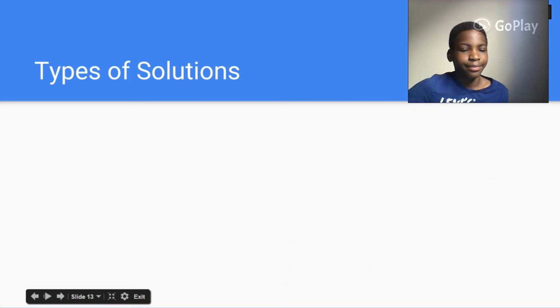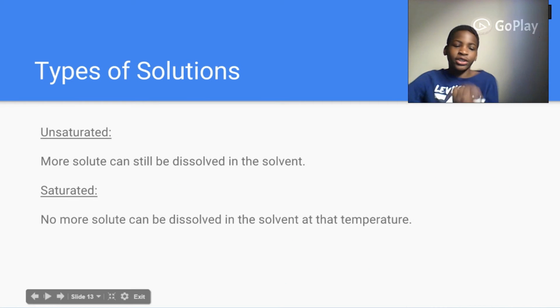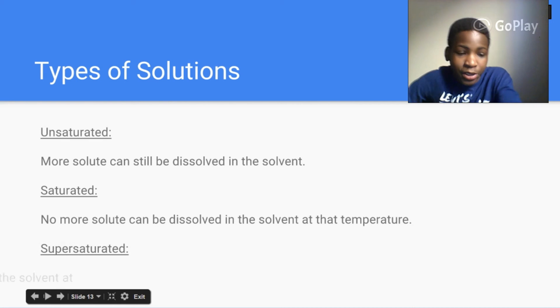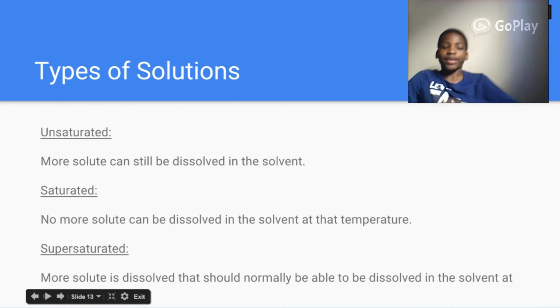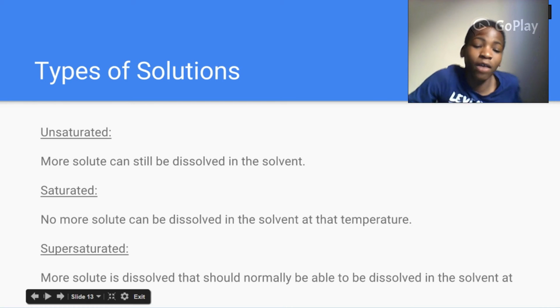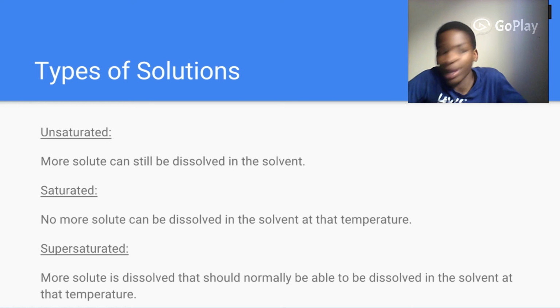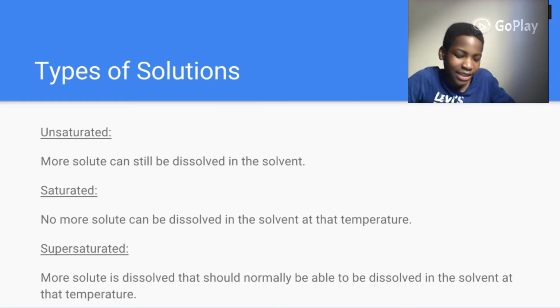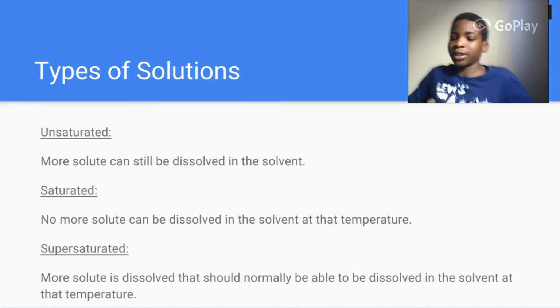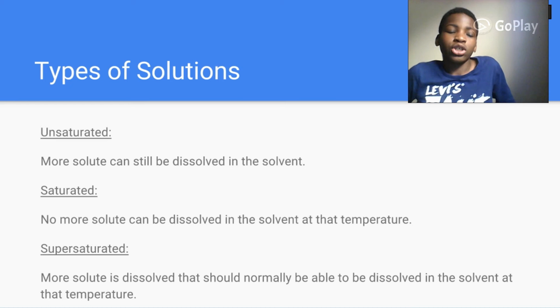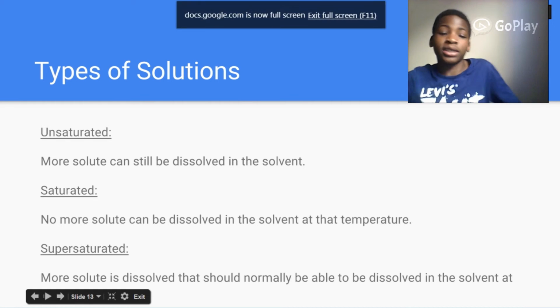So, types of solutions: unsaturated, saturated, and supersaturated. Unsaturated is when more solute can still be dissolved, so you can keep adding more sugar and it still dissolves. Saturated is when no more solute can be added at that temperature. We're going to look more into temperature a bit later. Supersaturated is when more solute is dissolved than should normally be able to be dissolved in the solvent at that temperature. So a lot more than normal is dissolvable, right?